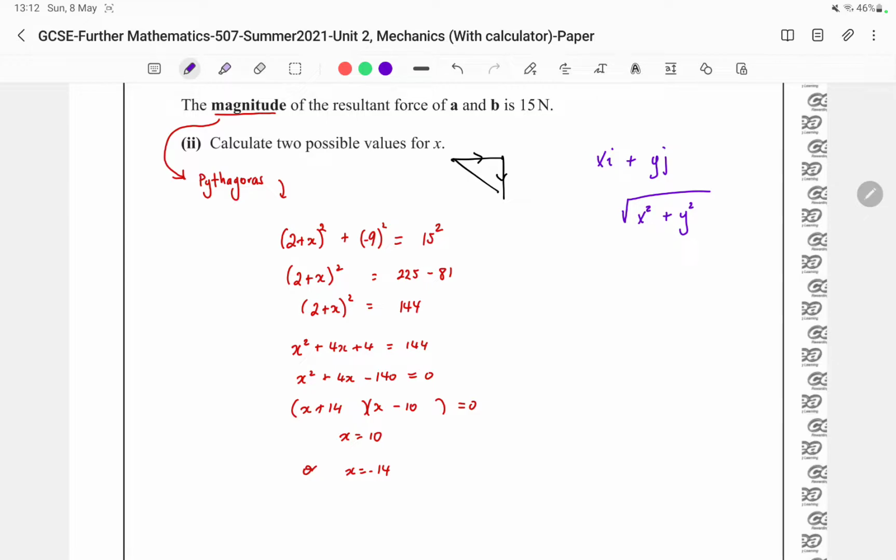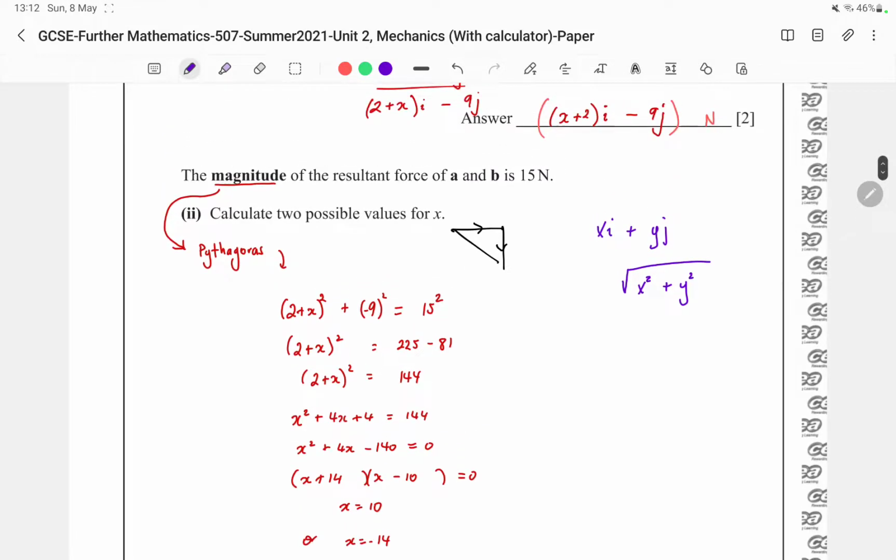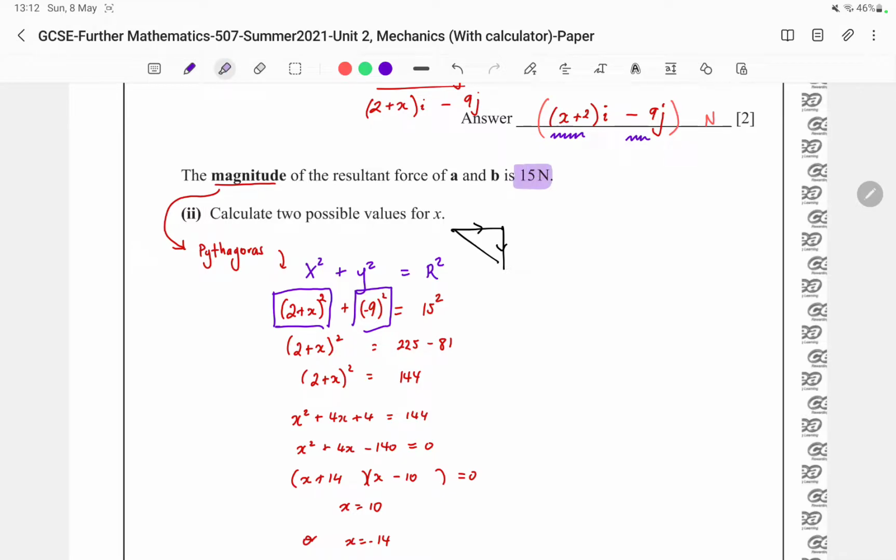So using our x component from our answer, x plus 2, we're going to square that, and our y component, minus 9, we're going to square that. So x squared plus y squared is equal to the resultant squared. So the question tells us that the resultant is 15. So therefore x squared plus y squared is equal to 15 squared.